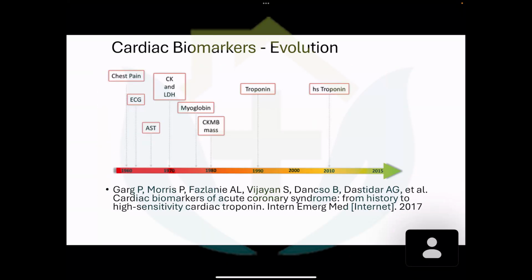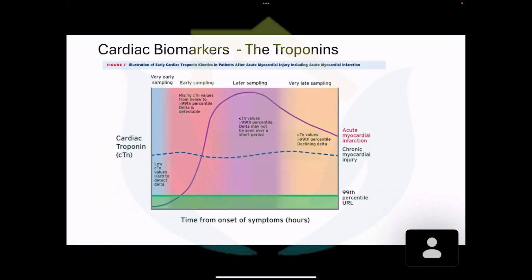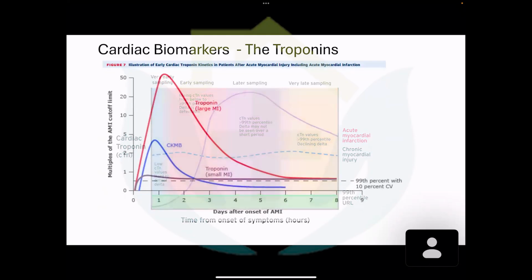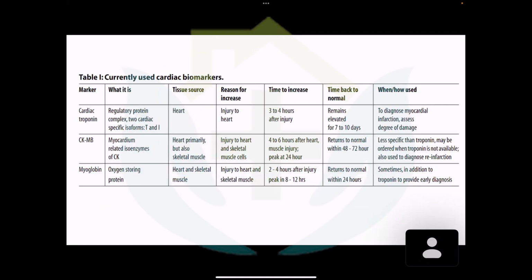So we shall continue. Cardiac biomarkers, HS troponin is the latest, and they will ask about the HS troponin. Why? Because they will ask about these things. They do not usually ask in an EDIC exam, but the cardiac troponin and the HS troponin they will ask. The others, the CKMB and the myoglobin, I don't think they will ask in the exam.